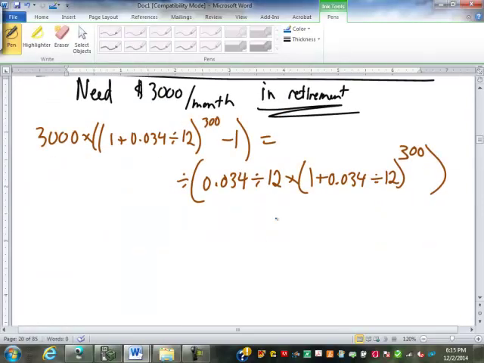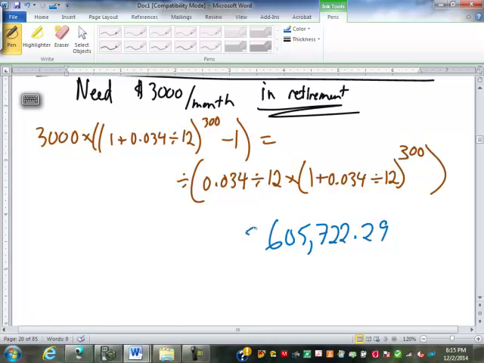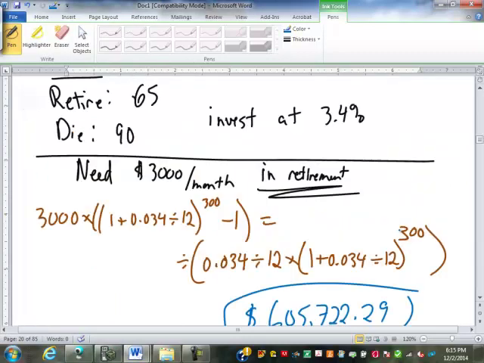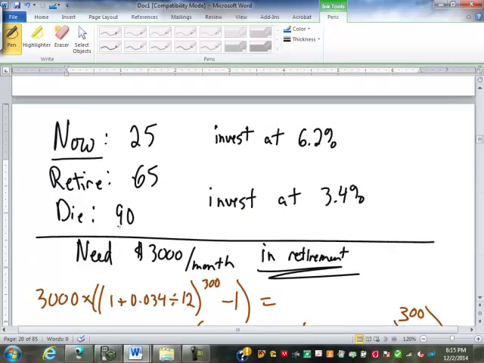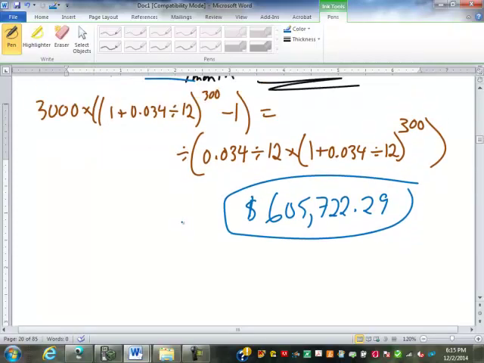$605,722.29. That is how much we need at age 65 to get to 90 with $3,000 a month. Yep.